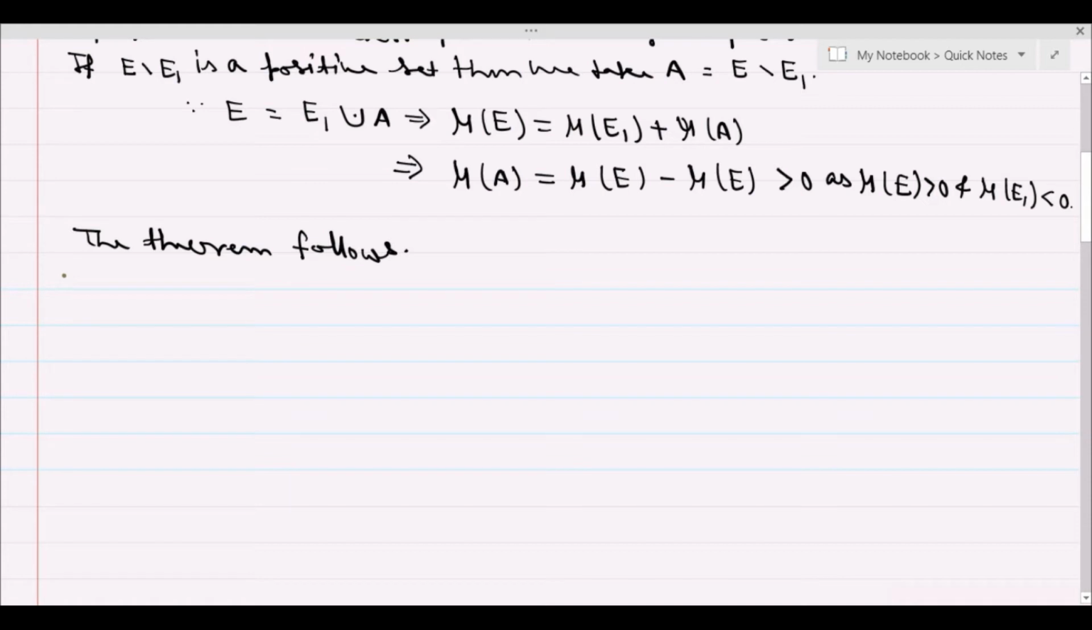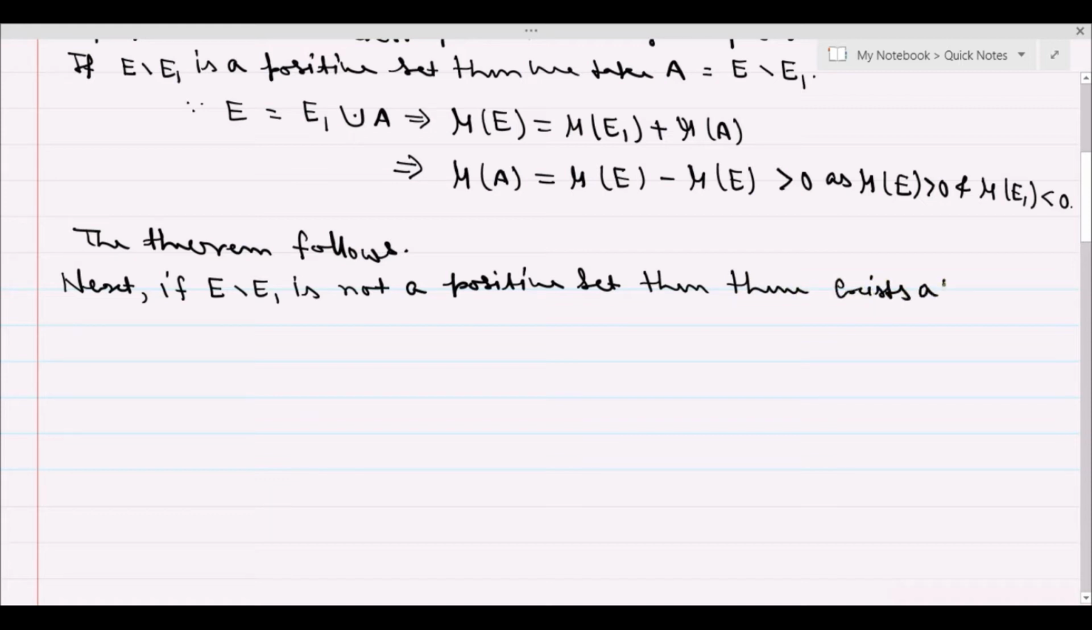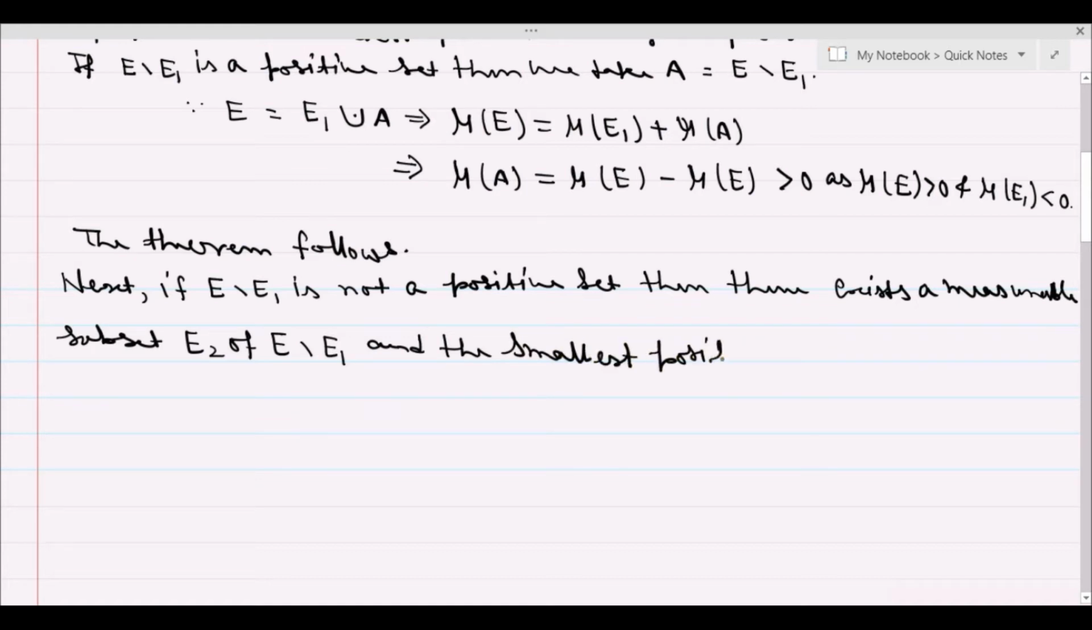Next, if E minus E1 is not a positive set, then there exists a measurable subset E2 of E minus E1 and a smallest positive integer n2 such that mu of E2 is less than minus 1 upon n2.